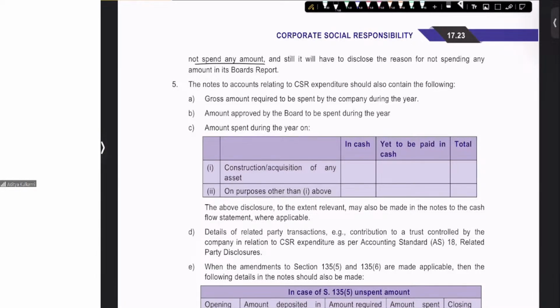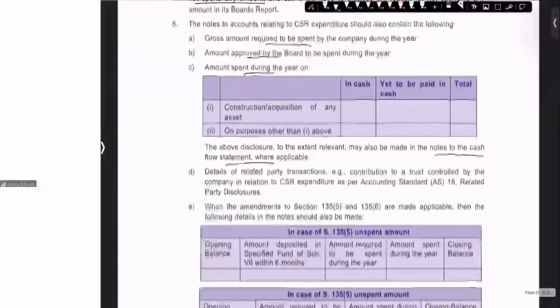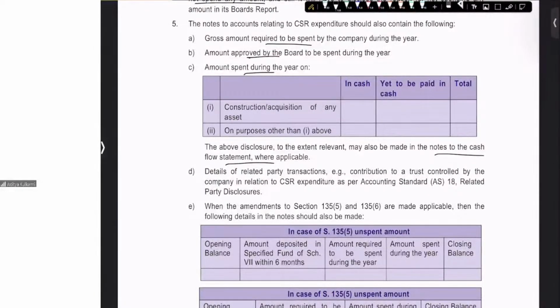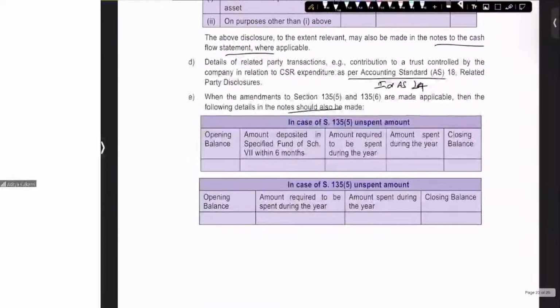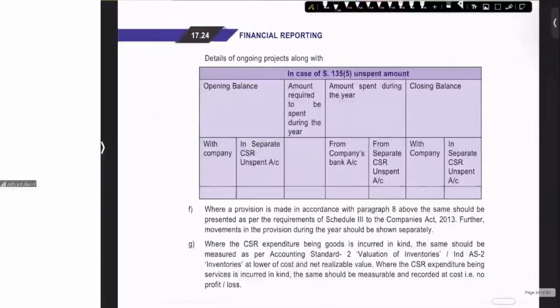So you are going to tell what is the amount required to be spent, what is approved by the board, and what is spent during the year. The above disclosure may also be made in the notes to the cash flow statement where applicable. Related party transactions, you will have to give the details as per Ind AS 24. Okay. When the amendments to 135, 5 and 6 are made applicable, the following details in the notes should also be made. Okay.